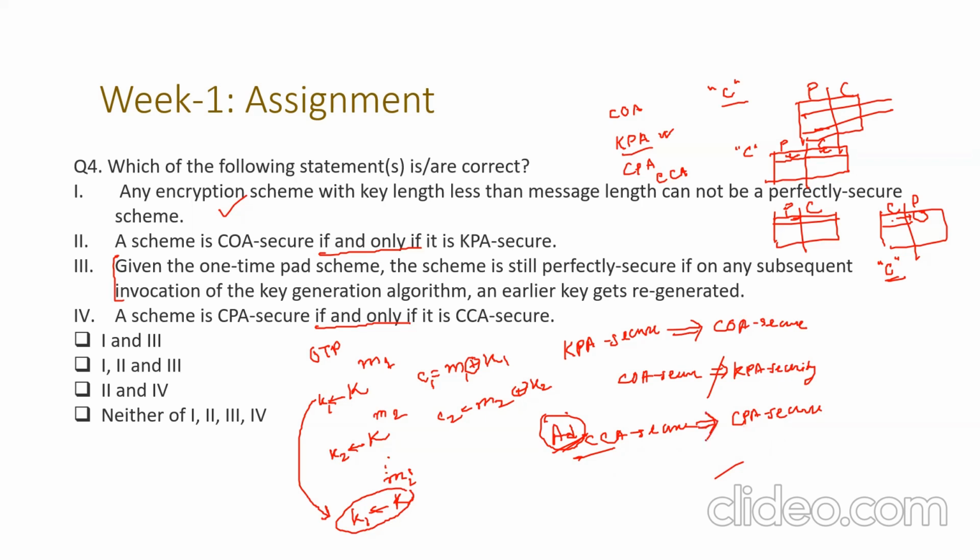then with lesser power, it will certainly not be able to do that. So this implication is correct, but the reverse implication, that CPA security implies CCA security, is not correct. That is why the if and only if statement is wrong. So the correct statements are 1 and 3. Okay. So this is your correct option.